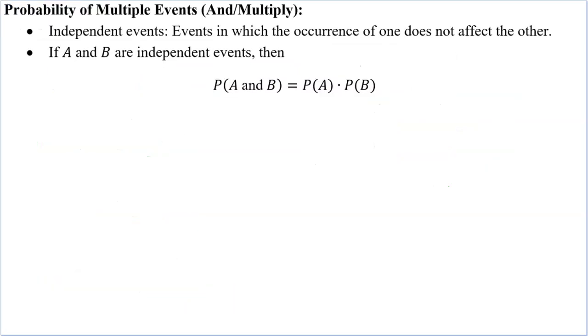Next thing we're going to talk about are probability of multiple events taking place. And first we'll talk about the AND case where we multiply. First thing we need to deal with is independent events. Those are just events in which the occurrence of one does not affect the other. All right, and if A and B are independent events, then the probability of A and B happening is just the probability of A times the probability of B. Okay, so when we see AND, think multiply.